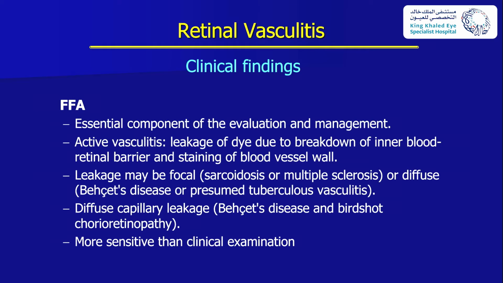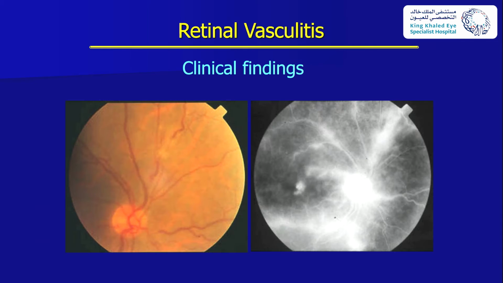If the leakage is focal, as I showed you before, it could be sarcoidosis or multiple sclerosis. If it is diffuse, involving all the blood vessels, the whole length of the blood vessels, it could be Behçet disease or tuberculous vasculitis. But if you look carefully and you see that each capillary is leaking, it can be Behçet disease and birdshot chorioretinopathy. So fluorescein is useful for the differential diagnosis.